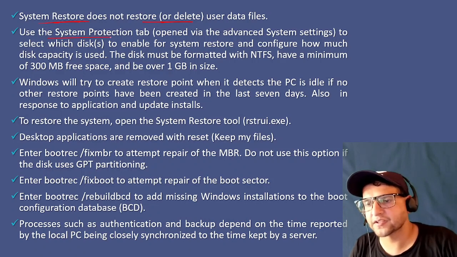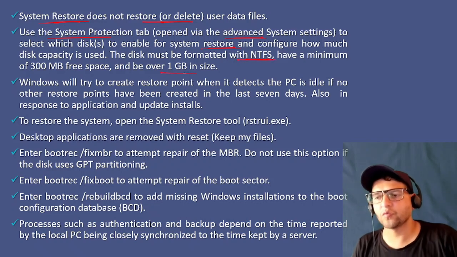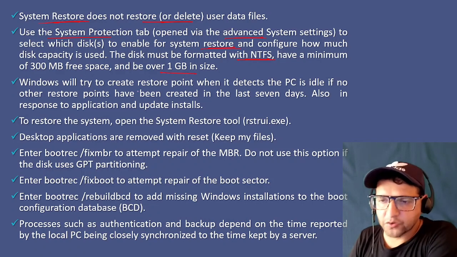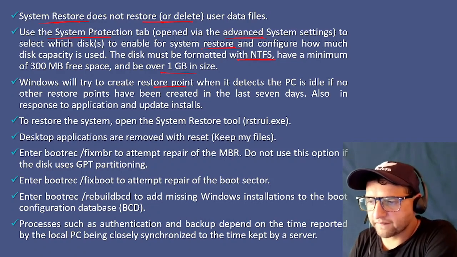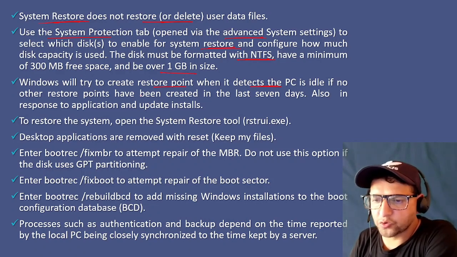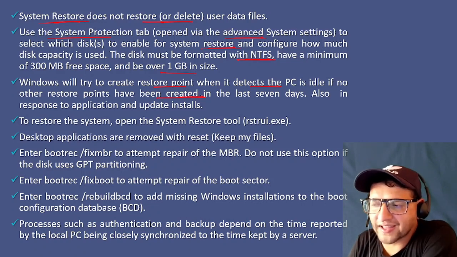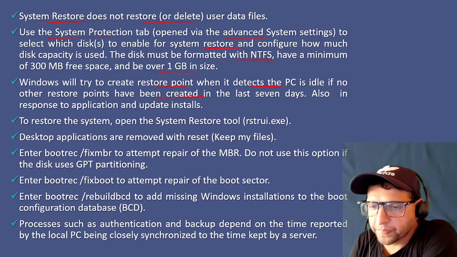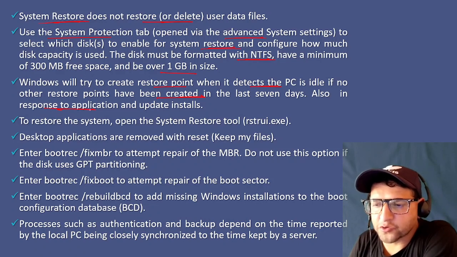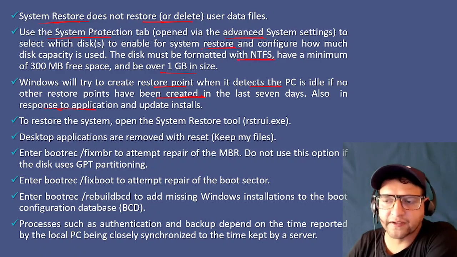So those things can happen, but it says that system restore does not delete your user data files. Use the system protection tab, which is open in the advanced system settings, to select which disk to enable for system restore and configure how much disk capacity is used. The disk must be formatted with NTFS and be a minimum of 300 MB to 1 GB in size. Windows will try to create a restore point when it detects the PC is idle if no other points have been created in the last 7 days. Also, in response to an application or update install, it's going to create a restore point.